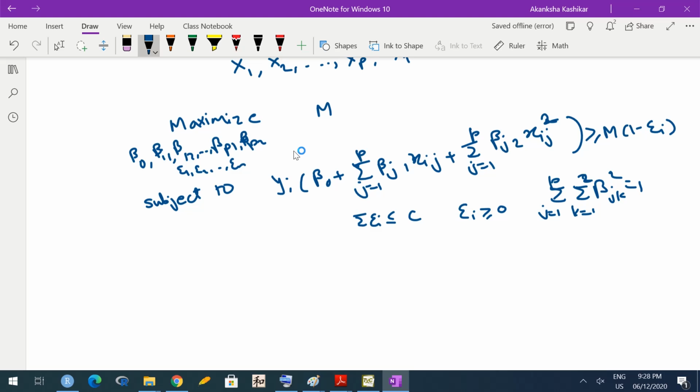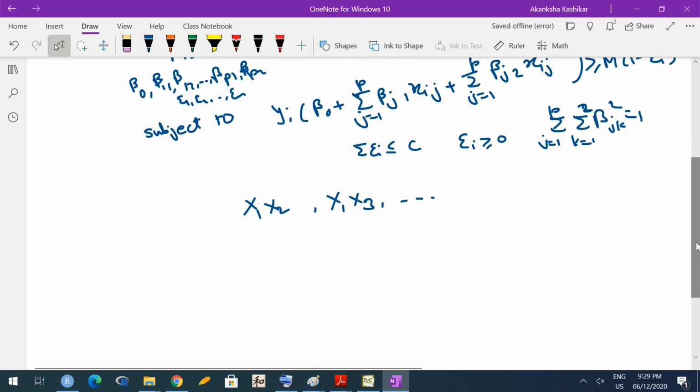But the problem is it doesn't stop here. I might want to include interaction terms like x1 x2, x1 x3, something like that. I might want to include cubic terms. I might want to include, say, logarithms, exponentials. So the problem becomes intractable pretty soon, because what all things are you going to try? And if you have so many things, can you still get an explicit solution? So people thought there should be some alternative, some easier way of handling this.